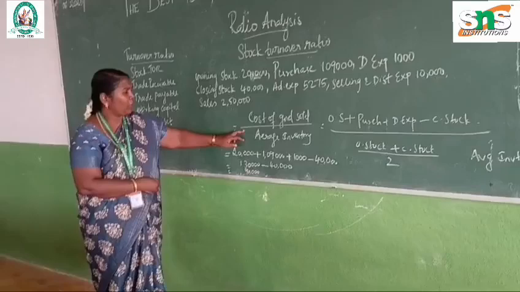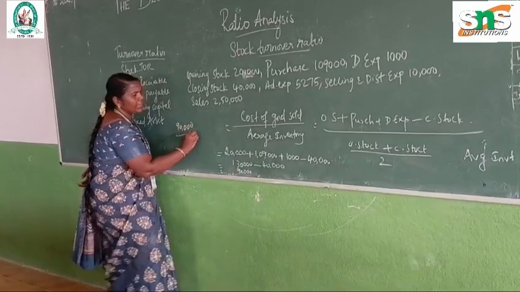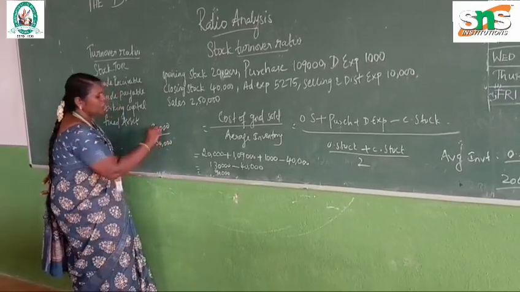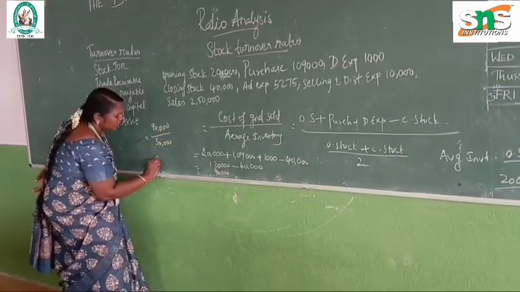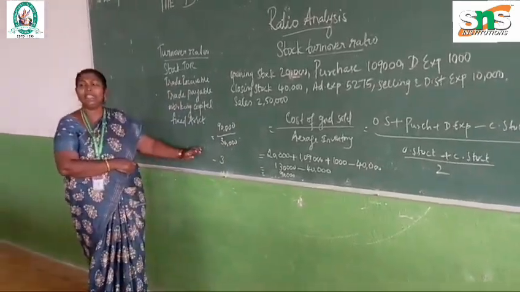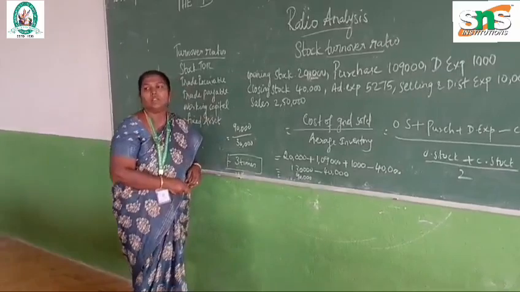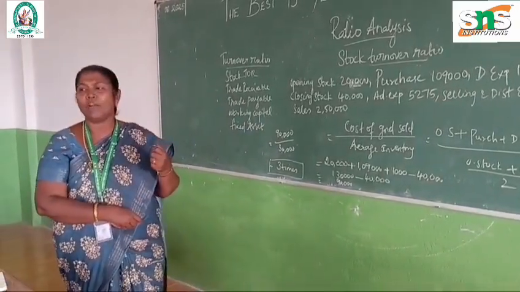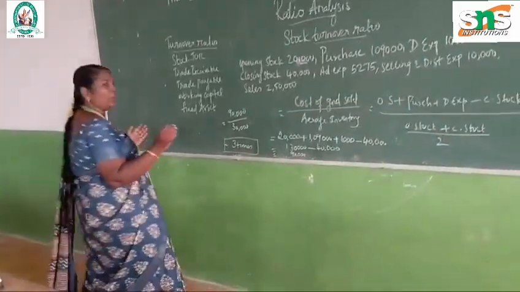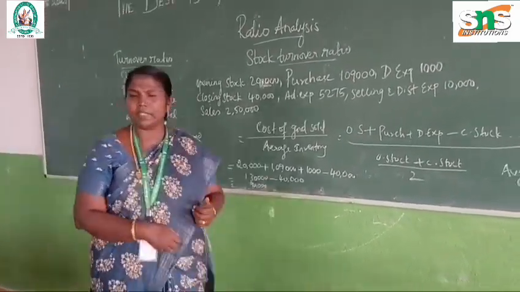Now we'll put in the formula. Cost of goods sold is 90,000 divided by the average inventory we have found, 30,000. When we divide, we get 3. The answer should be in times, so the answer is 3 times. Finally we have to conclude with the value in the form of times. So the stock turnover ratio for this problem is 3 times. Have you understood this one?